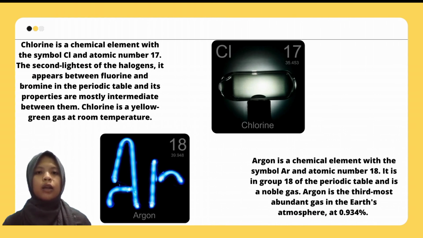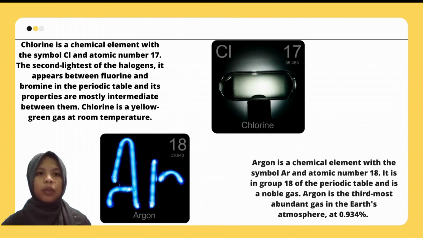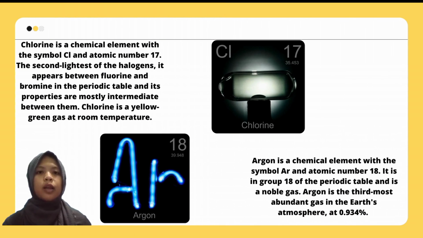And the next is argon. Argon is a chemical element with the symbol Ar and atomic number 18. It is in group 18 of the periodic table and it is a noble gas. Argon is the third most abundant gas in Earth's atmosphere at 0.934%.